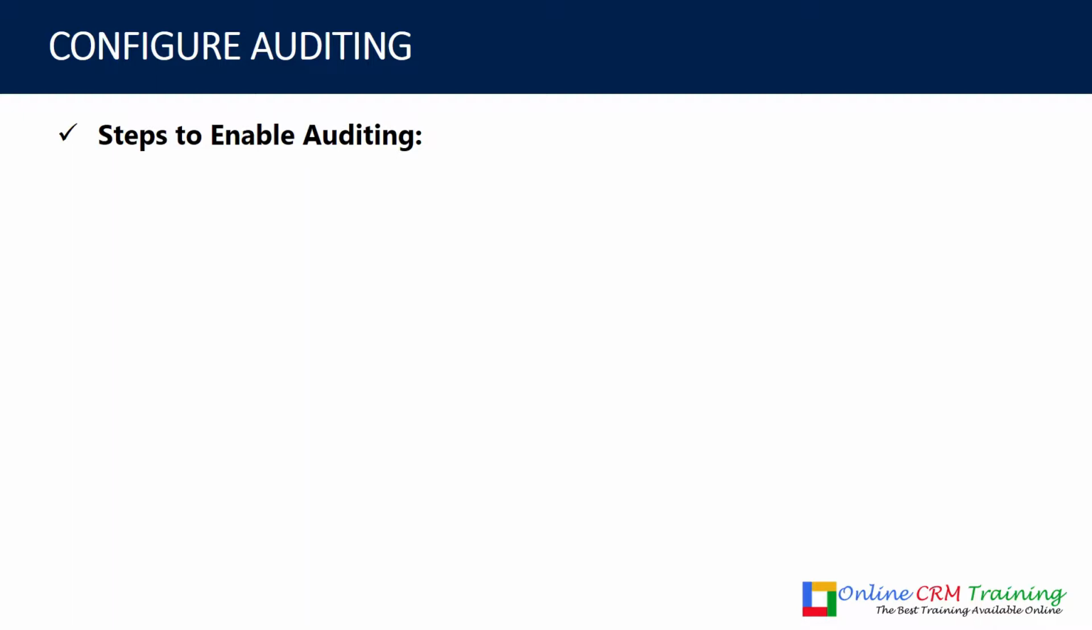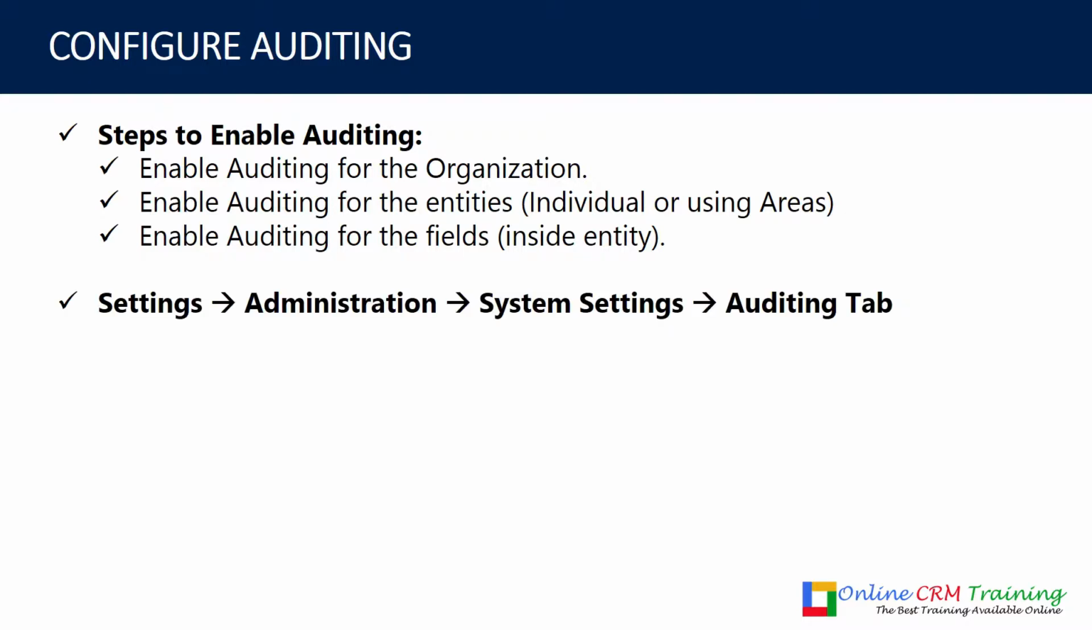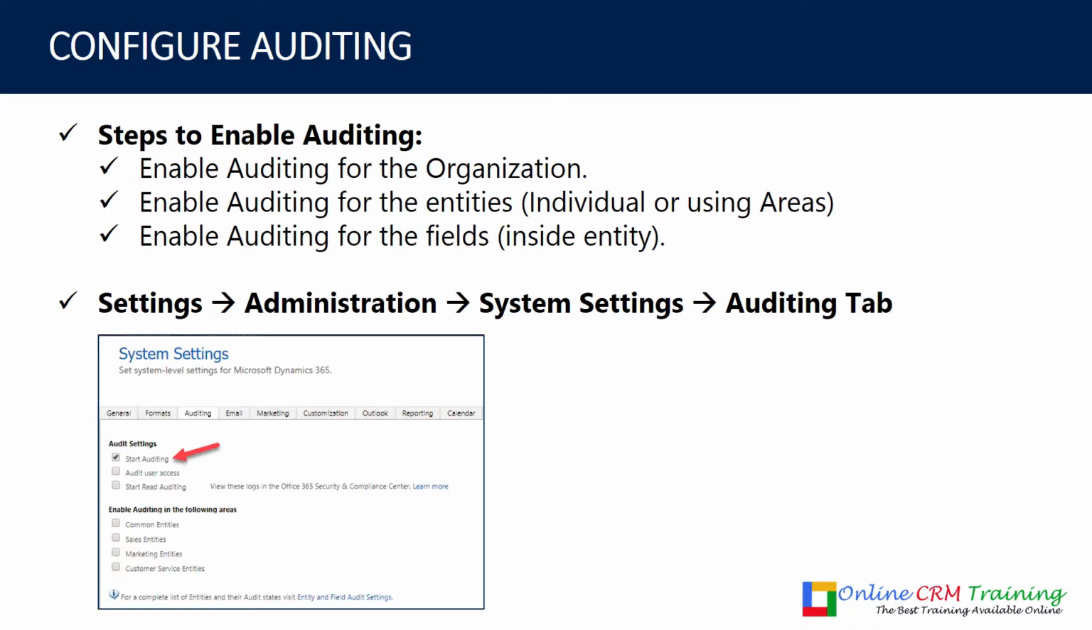So how can you enable auditing in Dynamics 365? Number one, you first enable auditing at the organization level, right? You enable auditing for the organization, then enable auditing for the entities. So first enable auditing for the Dynamics 365 instance, and then enable auditing for each entity. You go to each entity individually, and under the areas you can enable the auditing feature, and then enable auditing for the fields inside the entity. So you go to Settings, Administration, System Settings, and the Auditing tab. This is how it works.